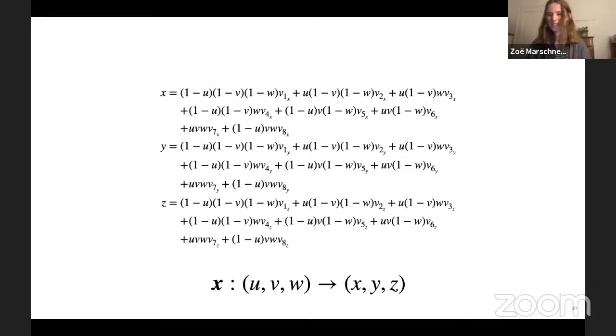So this looks a little bit confusing, maybe, but you can see that it's just a linear interpolation along each of the variables. And it depends just on the domain coordinates and then also the coefficients, or the coefficients depend on the vertex positions of the hex.